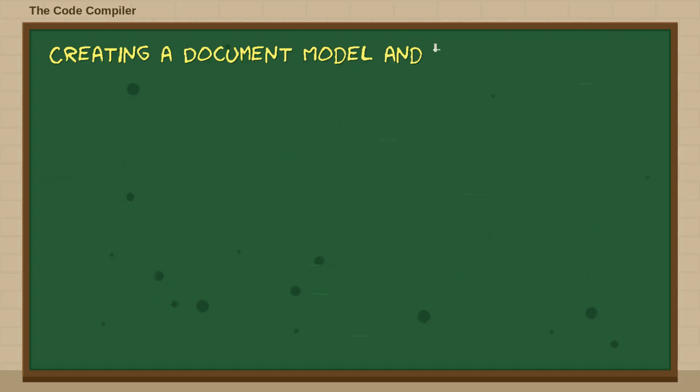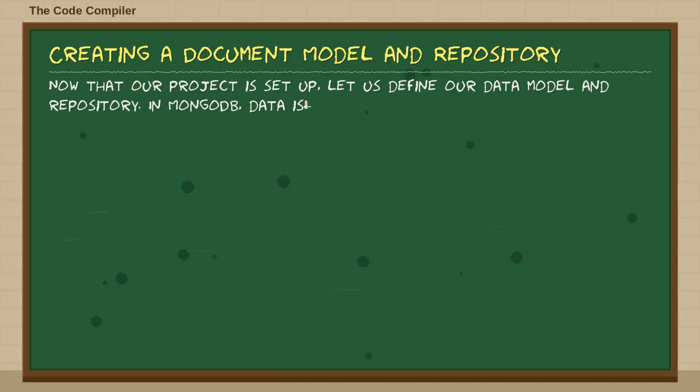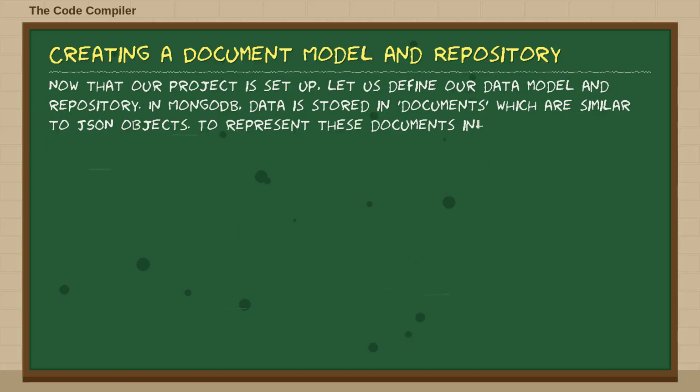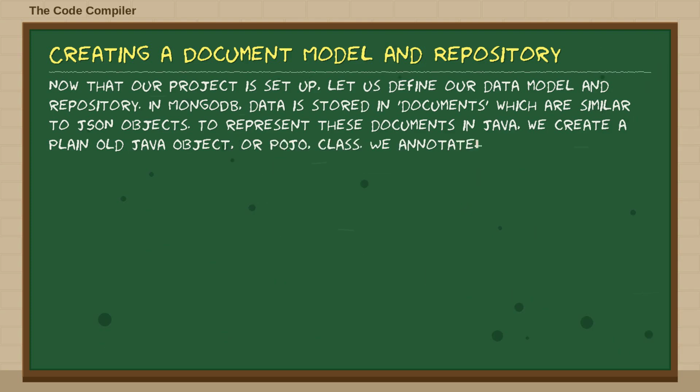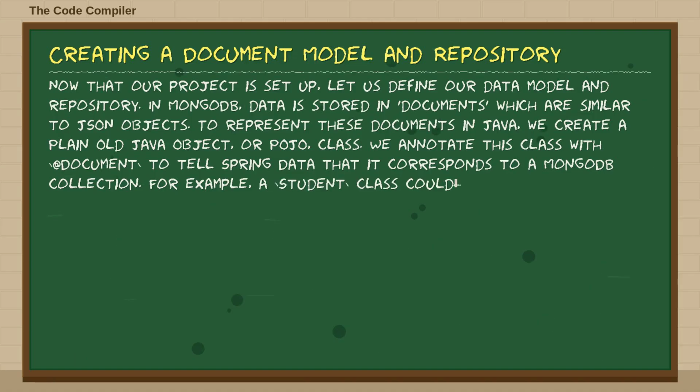Now that our project is set up, let us define our data model and repository. In MongoDB, data is stored in documents, which are similar to JSON objects. To represent these documents in Java, we create a plain old Java object, or POJO, class. We annotate this class with @Document to tell Spring Data that it corresponds to a MongoDB collection. For example, a Student class could have fields like ID, name, and age. The ID field is often annotated with @Id.